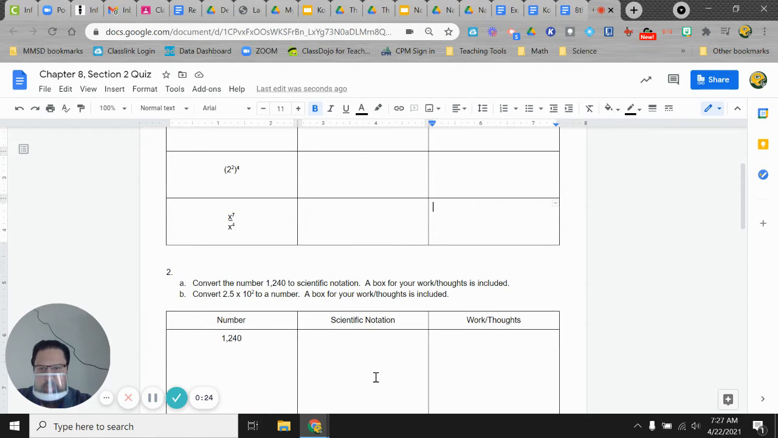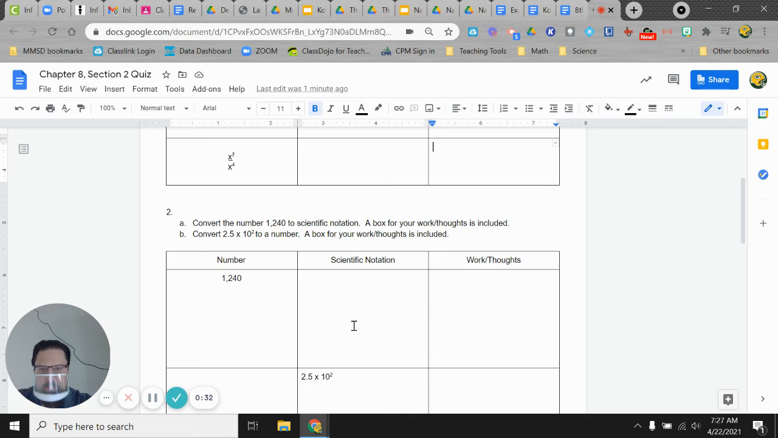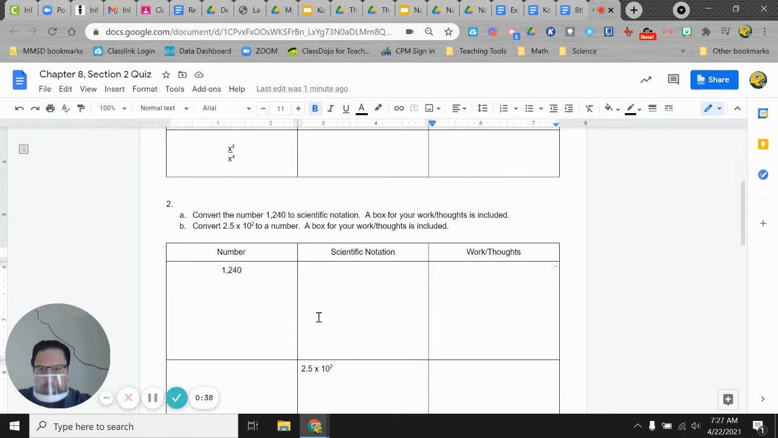Number 2 has 2 parts. A says convert the number 1240 to scientific notation. A box for your work and thoughts is included. So you'll need to fill out the scientific notation box, and any work or thoughts would go in this box.